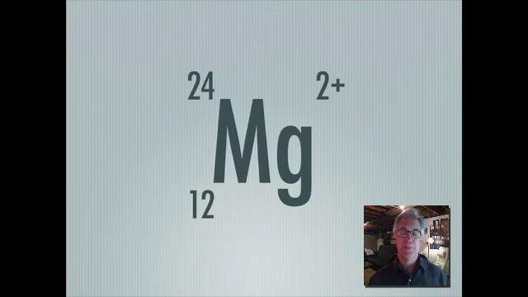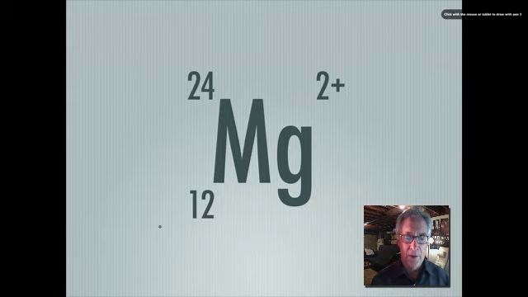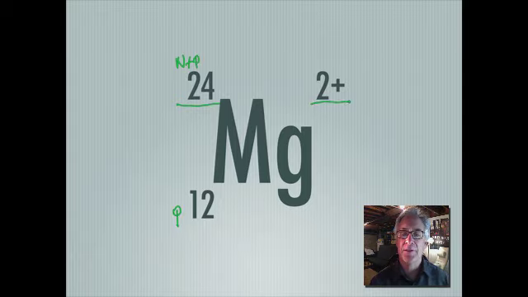Okay, here's magnesium. Now, magnesium, if you notice, has the atomic mass right here. It's 24. That means it's neutrons plus protons. This is protons. But what's different now is the 2 plus. That means the electrons are going to be somewhat different. So let's take a look over here. First of all, we're going to put the protons. The protons, as we noticed before, is 12.